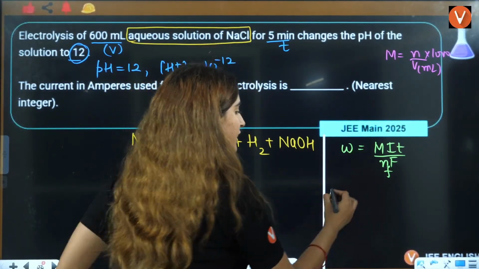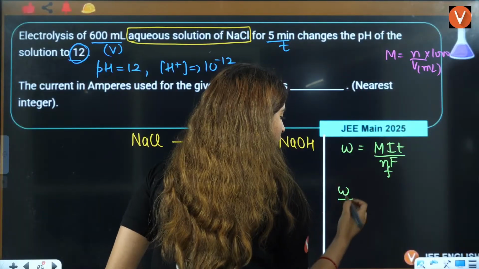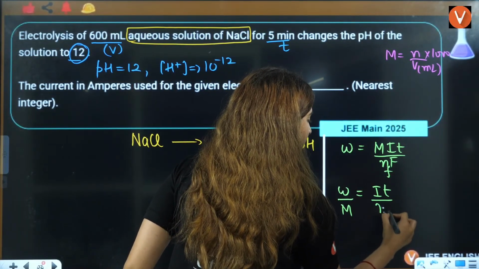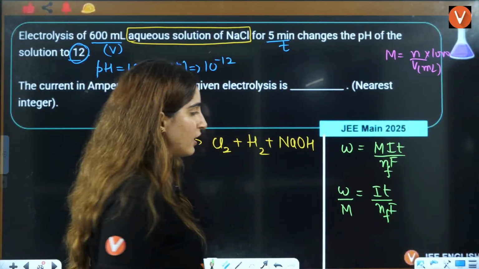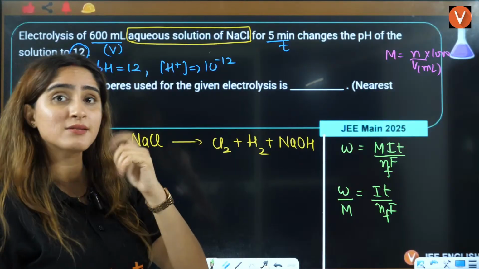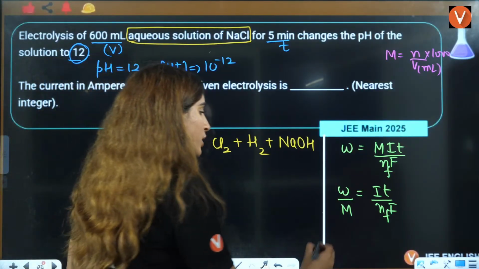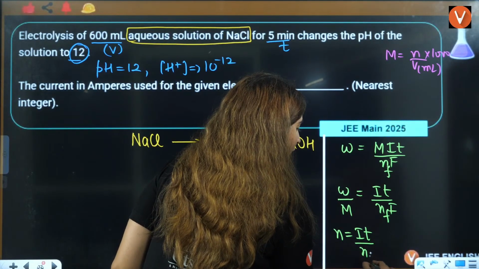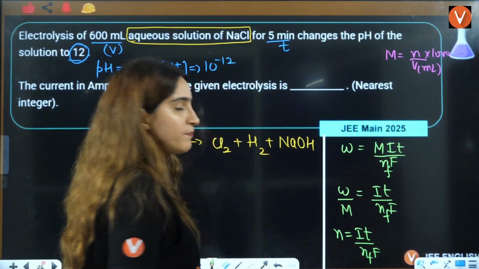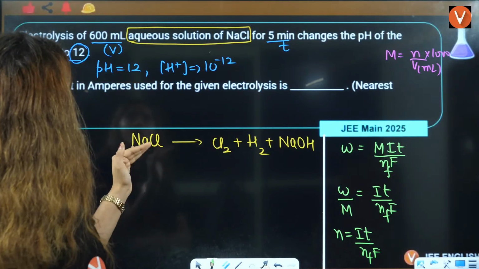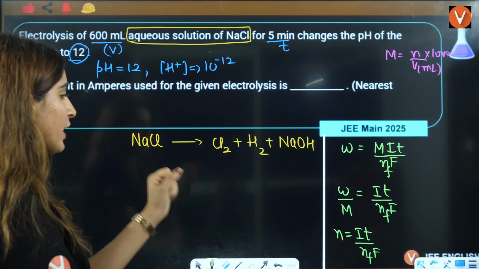See, can I just take it like this? This is W, I'll take it here, that is M. This is I t, this is nF and Faraday. Now this W by M, given mass by molar mass, is nothing but number of moles. So can I say number of moles is equal to It by nF into Faraday, right? So now, do you have time? Yes. Do you have current? Current we have to find out.